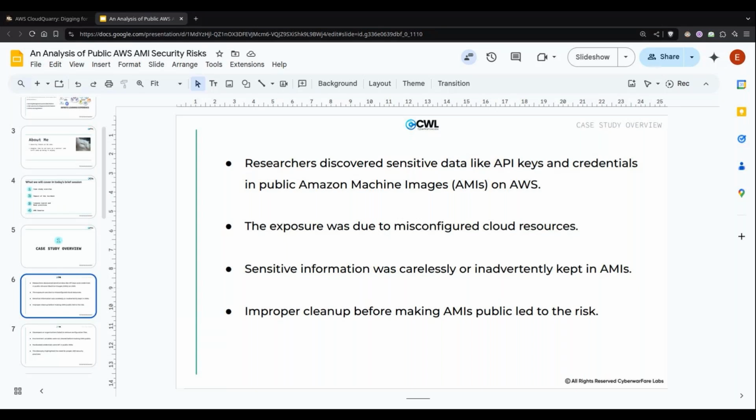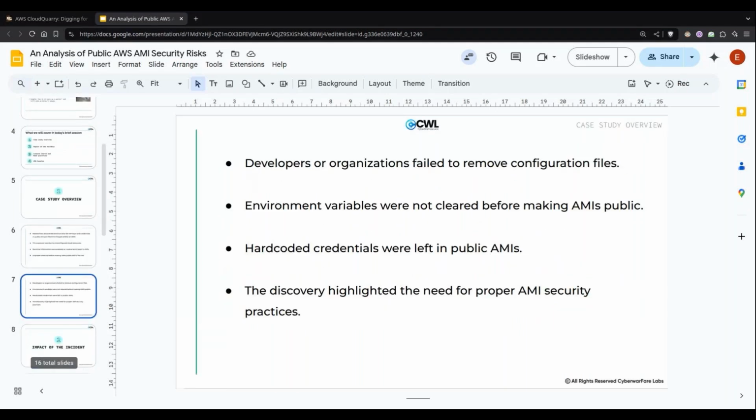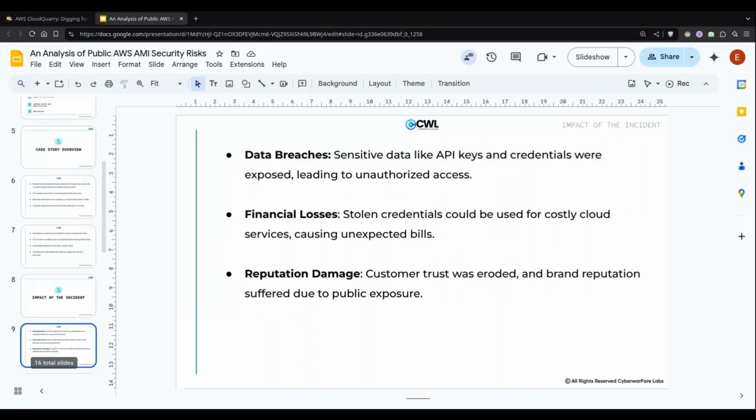They had various methods, as I mentioned, and we'll go over that in a few minutes. And let's see the impact.